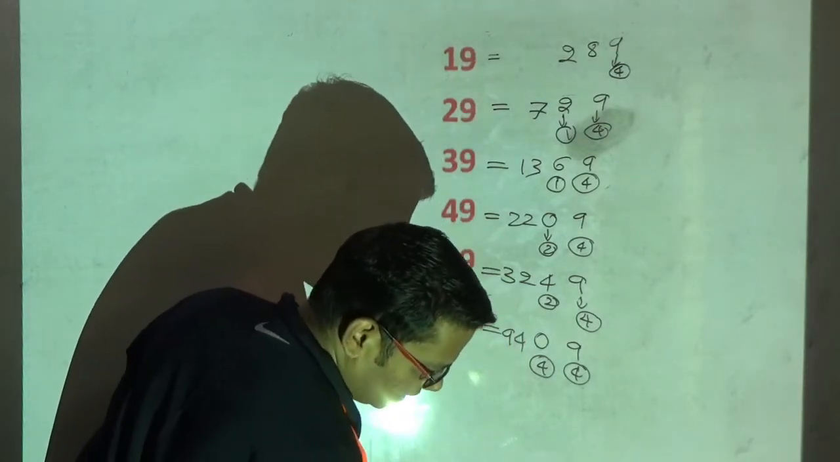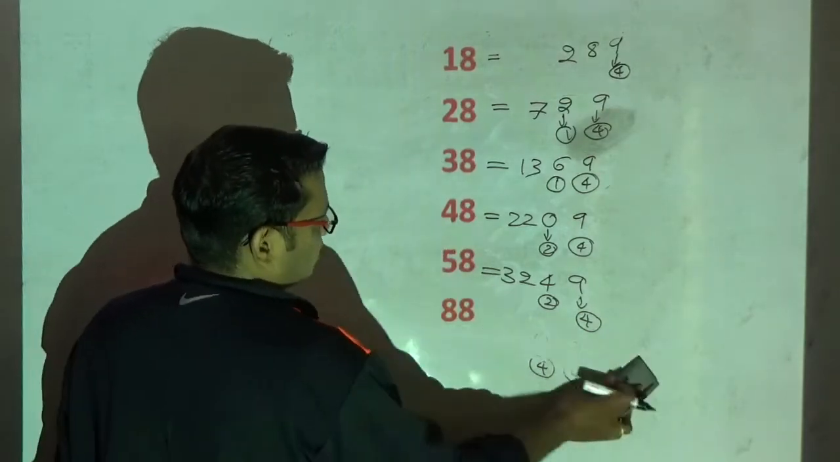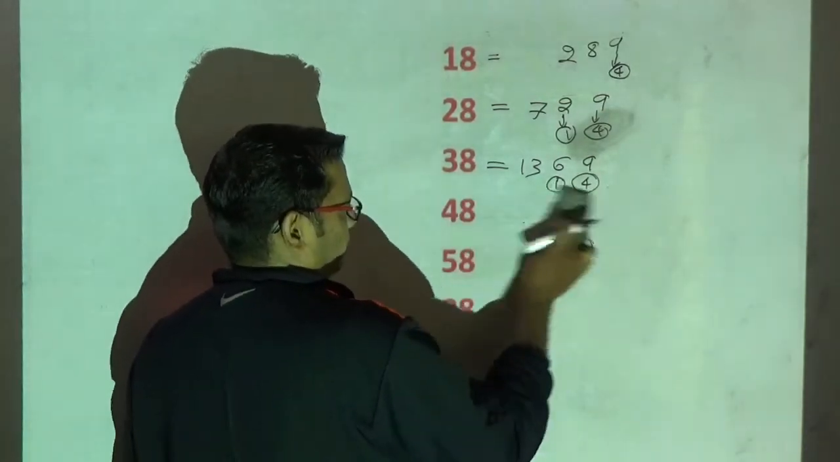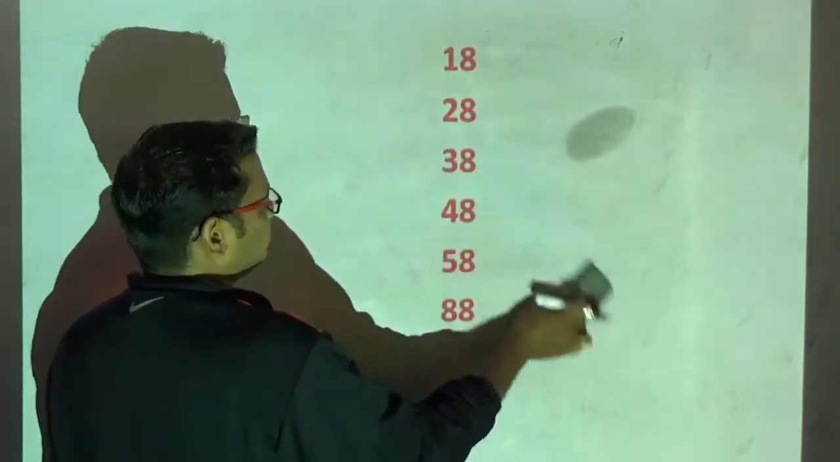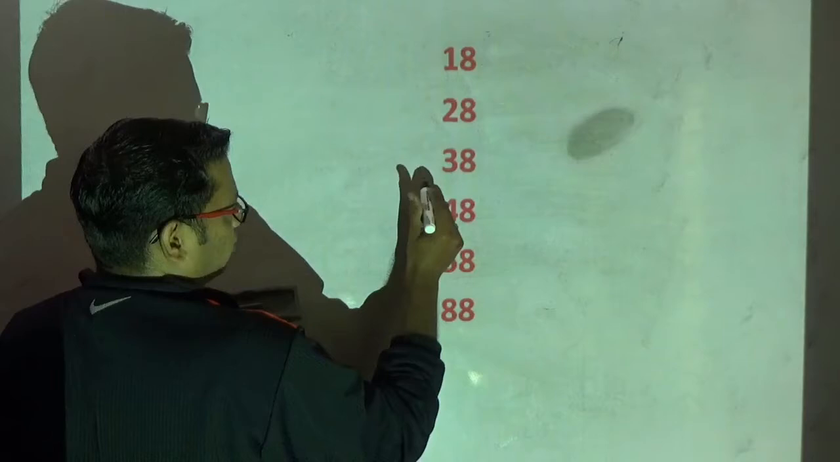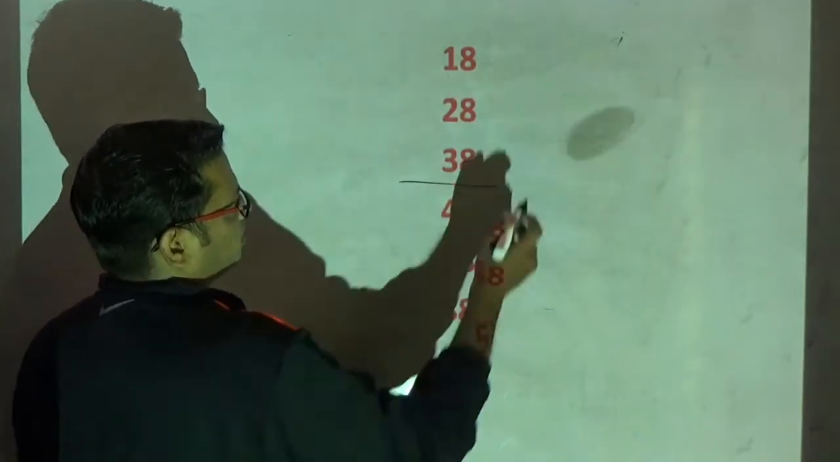Now I will show you similarly for a number ending with 8. The same technique you can apply. I will show you 3 numbers. Remaining 3 I will give as assignment. Only these 3 numbers I will show. Okay, I will show you.